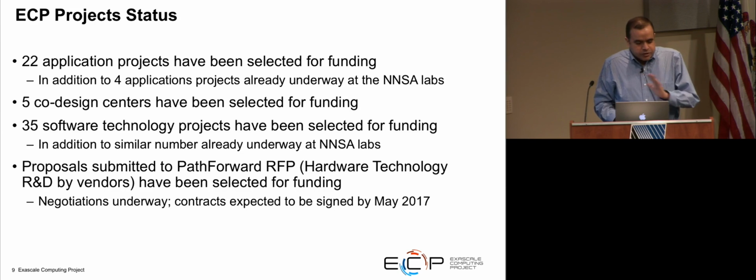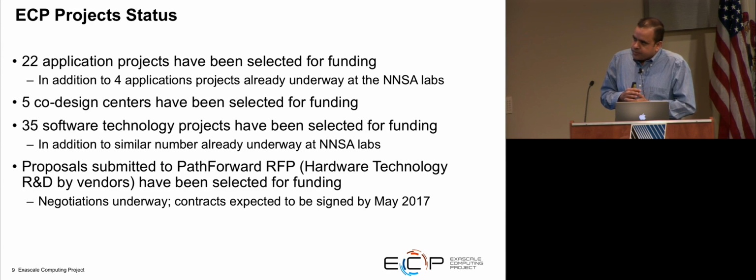Just a quick summary before I get into some details: this is the current project status. Last year, 22 application projects were selected for funding, in addition to 4 projects that are already underway at the NNSA labs, and those are their classified codes, next generation versions, and those 4 are also considered part of ECP. 5 co-design centers have been selected for funding, 4 last year, and there was one smaller effort earlier this year, I think February-ish. Then there were 35 projects in software technology that were selected last year and announced just before the SC conference. And there are a similar number of them already underway at NNSA labs as part of their ATDM initiative, which I'll talk about in a little bit. So it's a bigger portfolio than that.